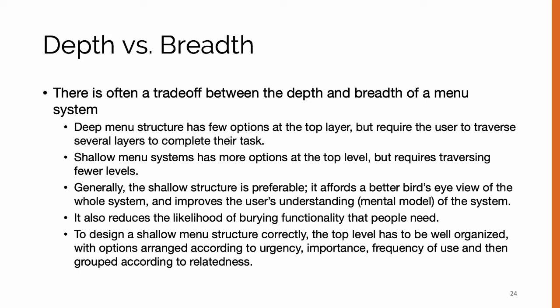There are also shallow menu systems that have more options at the top level but require traversing fewer levels. Generally, the shallow structure is preferable. It gives people a better bird's eye view of the whole system and can improve the user's understanding of the system by showing everything at once. It also reduces the likelihood of burying functionality that people need if they go down the wrong path, for example. So in order to design these shallow menu structures, the top level has to be pretty well organized, and the options arranged according to importance or urgency, frequency of use, and then grouped according to relatedness.